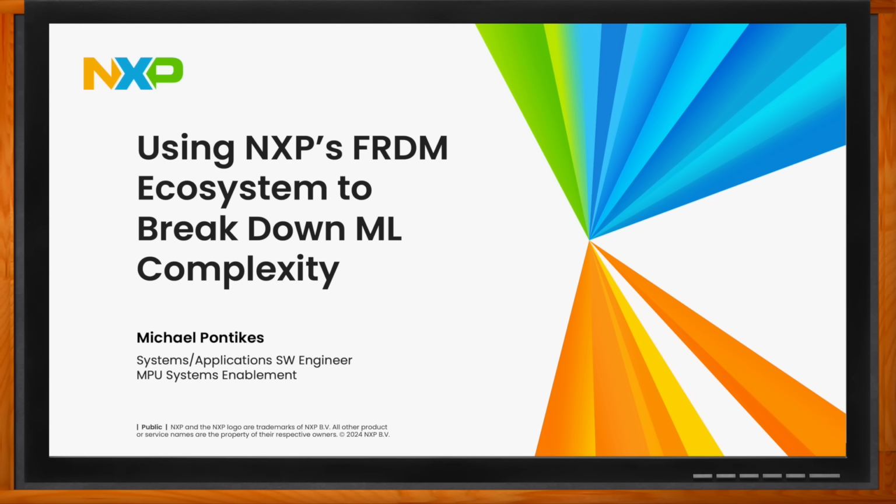Excellent. Okay, so we're talking about how we can break down machine learning complexity using NXP's Freedom ecosystem. But we're talking about a variety of different applications here, right? Yeah, so really machine learning can be a lot of different things. I feel like we hear it all the time now in the news, machine learning this, machine learning that, but the scope that we're looking at in this particular case is three different things: vision, voice and sound, and time series.